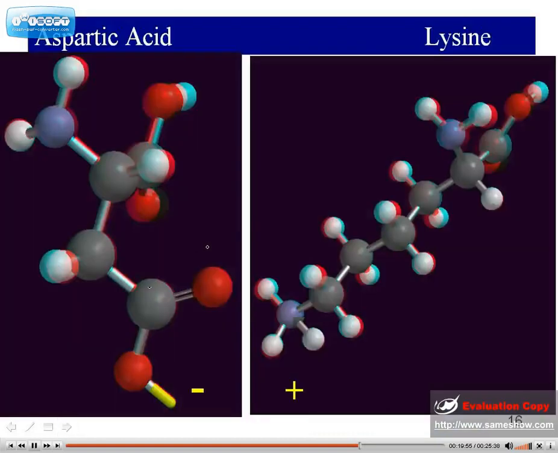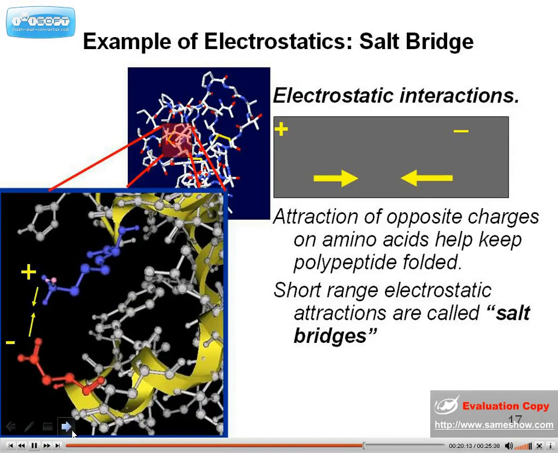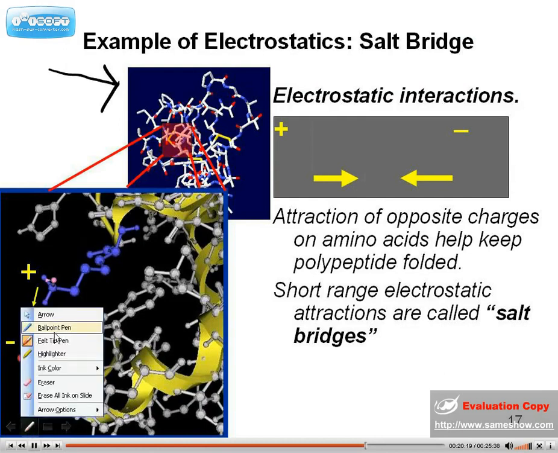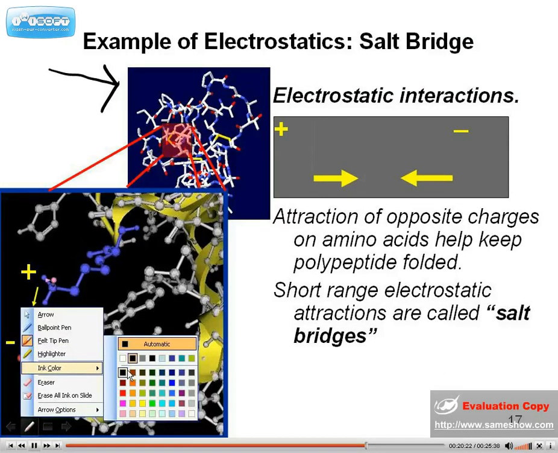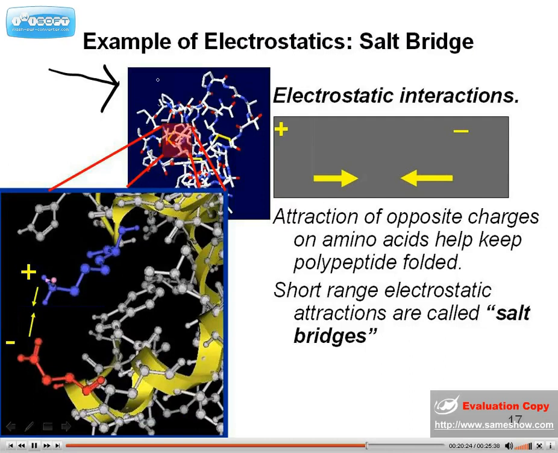Here is what a picture of aspartic acid and lysine looks like. This is my attempt to make it a three-dimensional structure. If you look at it long enough, you may go cross-eyed, so don't worry about it. This is what it looks like from a ball and stick type model, aspartic acid and lysine. I beat this to death already, but here is a polypeptide. Actually, it's greater than 50 amino acids. That's a protein right here.